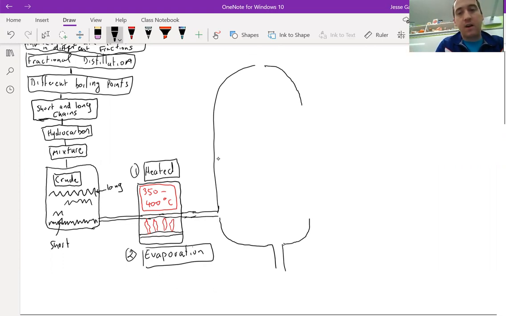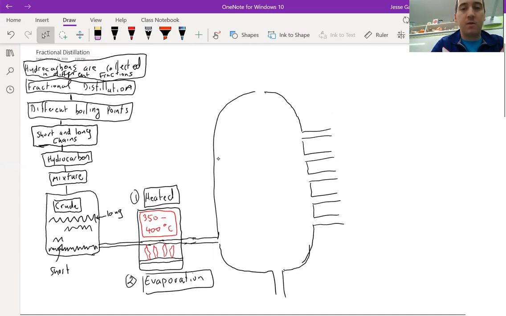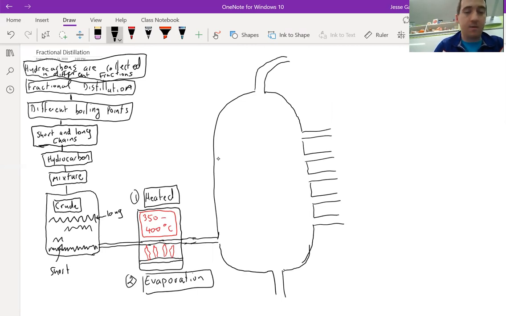And on the tower at different levels, there are pipes where product can be piped away. I'm not sure how many of these pipes I need to draw. I might need to rub some of them out after. And at the top, there is a pipe. The very top, and at the bottom, there is a pipe.